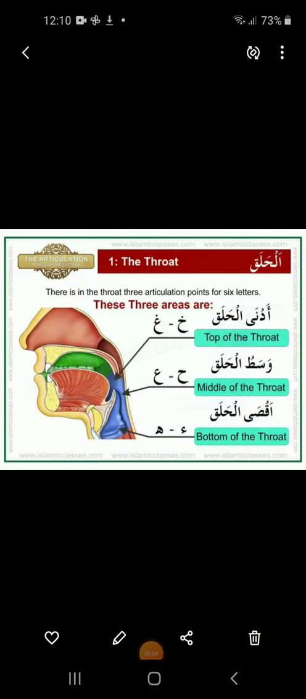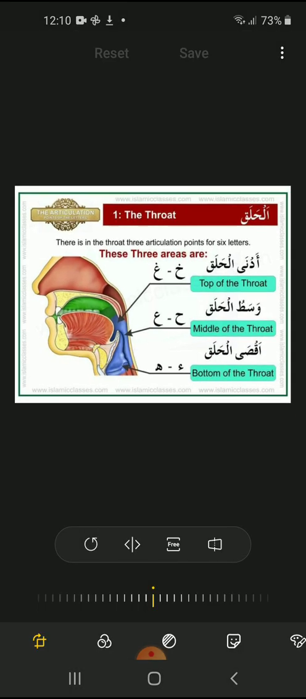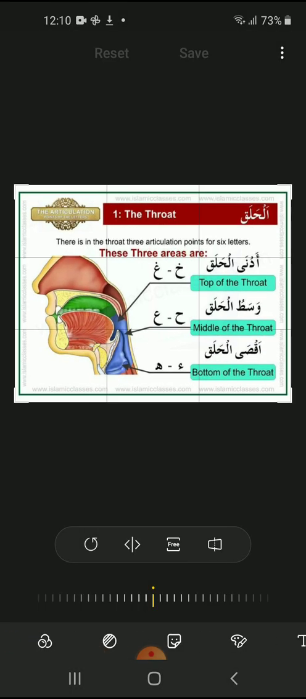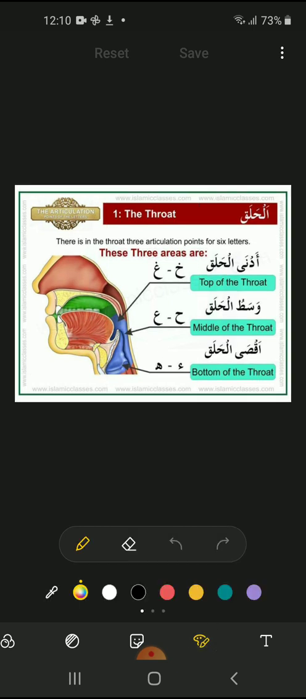Today, inshallah, we'll carry on talking about the second major area, which is Alhalk. And we mentioned that this area is classified into three places: the middle part of the throat, the top part of the throat, and the deepest part of the throat. We already finished the first two from the bottom, the deepest part of the throat. And as I explained to you, this is the place where we have the letters Hamza and Ha produced. And this is, as we mentioned, found on the larynx place. So the Hamza and Ha are produced directly from the larynx.